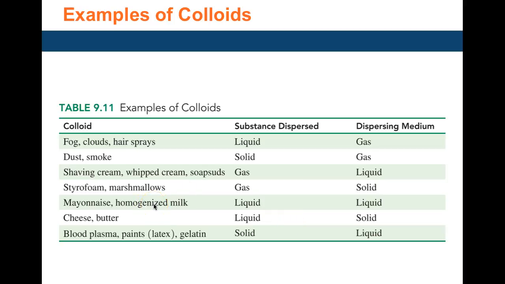Milk is basically a liquid, but you have a lot of larger particles, the milk proteins, the biomolecules, etc., present in that. It's liquid and liquid for mayo and milk. However, the solid stuff like cheese and butter, that's liquid within the solid. And then plasma, etc., that would be solid dispersed in liquid. So table 9.1 lists examples of different types of colloids that we encounter.